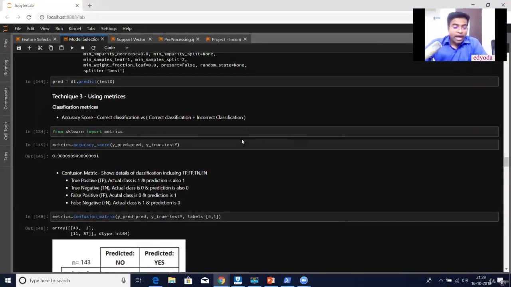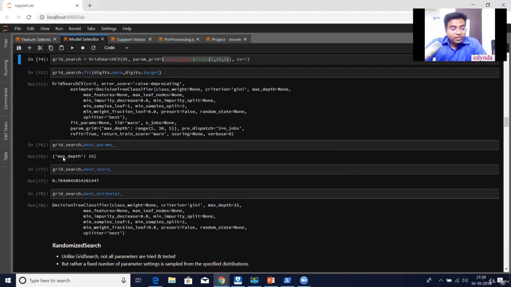So let's see what we have. The first one is accuracy score. Accuracy score is nothing but how many correct classifications you made divided by the total number of observations. This is the thing that gets used by default when you use the estimator's score function.